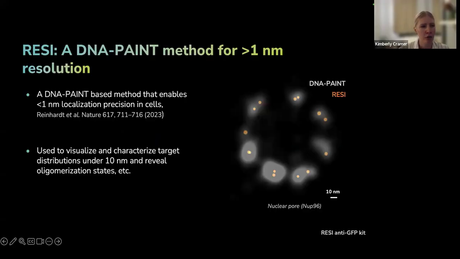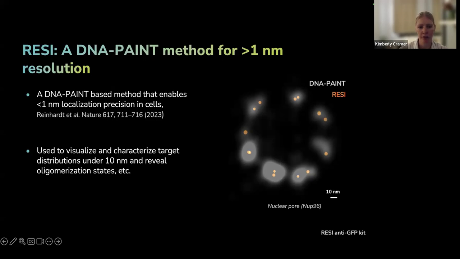There was a technique called RESI, introduced recently, and RESI is short for resolution enhancement by sequential imaging. This is essentially a DNA method that you would use if you really want to see individual proteins within clusters or crowded environments. DNA paint is quite good for up until around 10 nanometer resolution in cells.